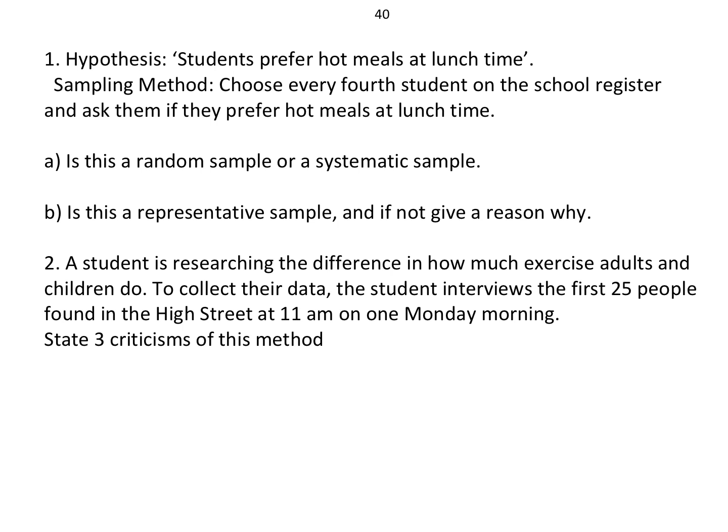So number 1, we have a hypothesis. Students prefer hot meals at lunchtime. So the sampling method that they choose to help prove or disprove this hypothesis is to choose every 4th student on the school register and ask them if they prefer hot meals at lunchtime. So is this a random sample or a systematic sample?